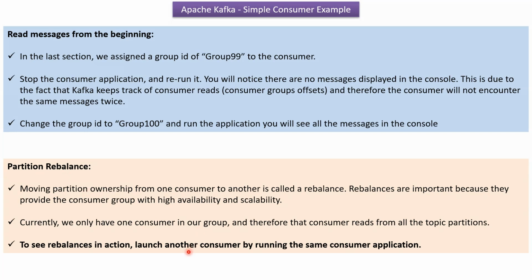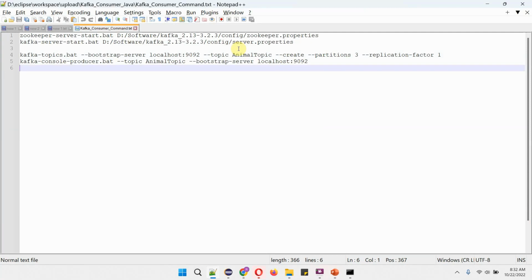To see rebalances in action, we have to launch another consumer by running the same consumer application. We will see how to do that. When we created the animal topic, we created three partitions. So if only one consumer is in the consumer group, then the consumer will read data from all three partitions. Suppose there are three consumers in the consumer group, then each consumer will read from a specific partition. For example, consumer 1 will read from partition 0, consumer 2 will read from partition 1, and consumer 3 will read from partition 2. We will see that example.